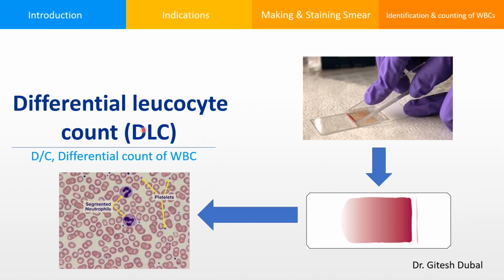So what is differential leukocyte count? It is just an extension of the peripheral smear. If you know the peripheral smear, the differential leukocyte count is just an extension of that. So without wasting time, I am Dr. Gitesh Dubal. Let's start with today's practical, that is differential leukocyte count.